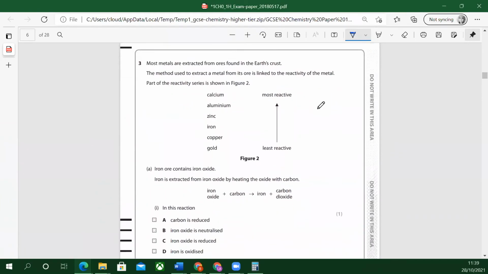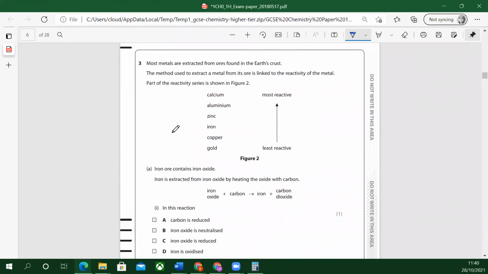Number three, reactivity series. We'll talk a little bit about that. Most metals are extracted from ores found in the Earth's crust. The method used to extract a metal from its ore, and remember, an ore is a rock with enough metal in it to be economical, so worth extracting, is linked to the reactivity of the metal. Part of the reactivity series is shown in figure 2. So most reactive calcium goes to least reactive gold.